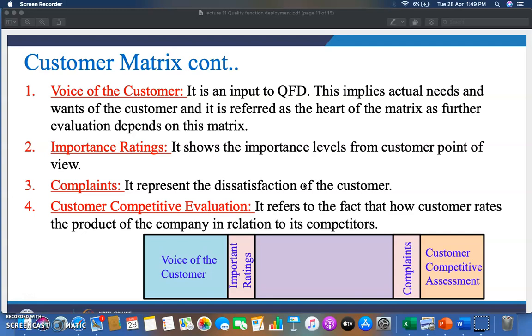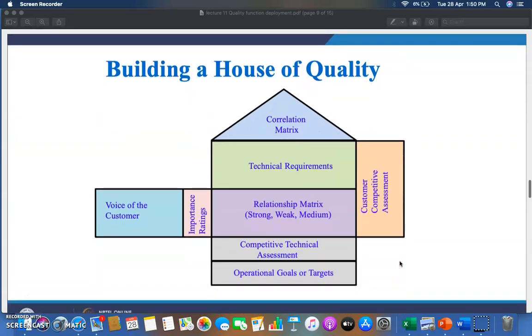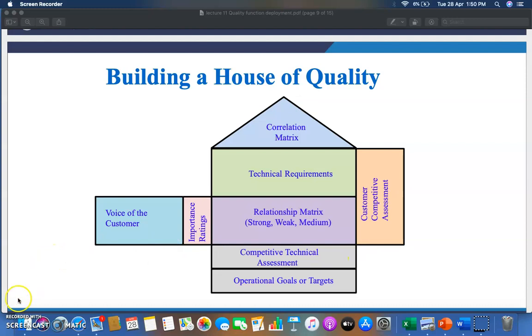As in the last lecture, we were discussing quality function deployment, which is also known as house of quality. In this, we have studied up to the customer matrix, which is the horizontal part of the house of quality. Let's recall how the house of quality will look. Okay, so this is your house of quality which we discussed in the previous lecture.